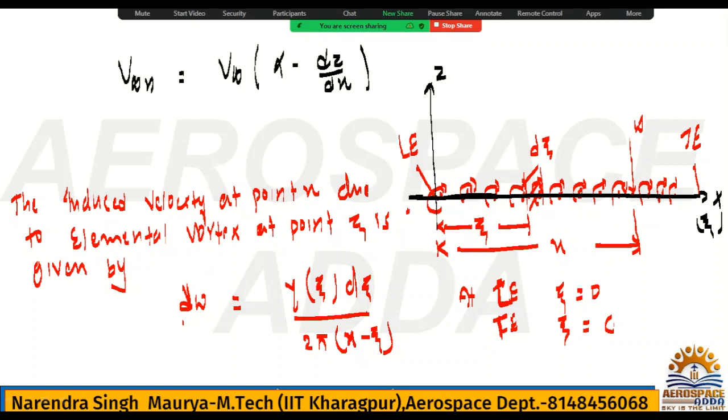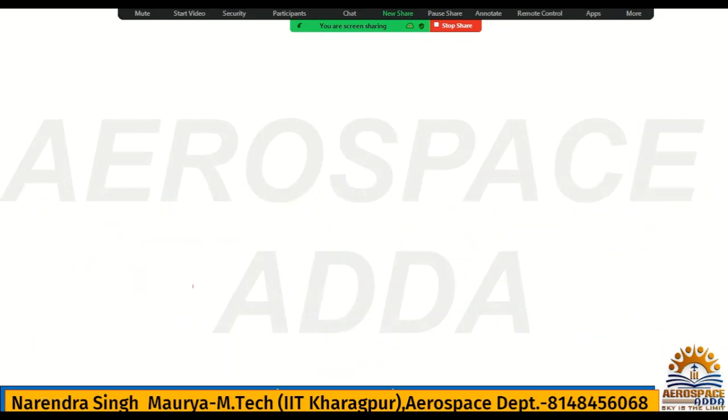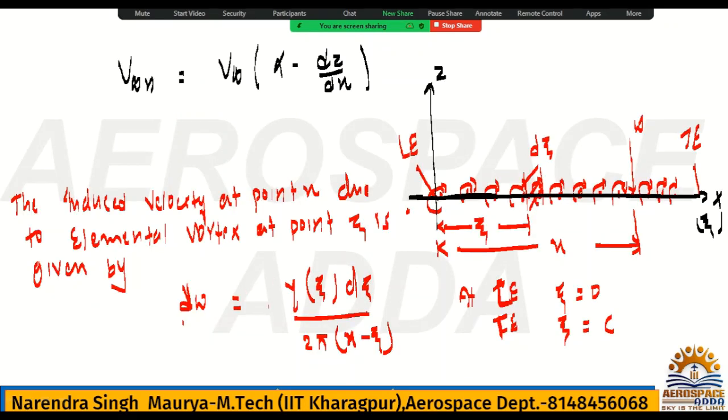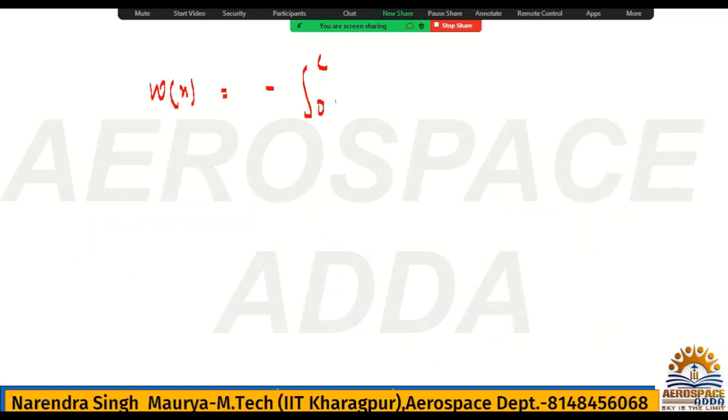So what will be the limit here? What will be the limit if you put, then your wx you may say, then it will be minus, this is minus sign because that induced velocity will be going downward, so hence you will take minus. If it is going upward, then you will take positive. Okay, so minus 0 to c, it is nothing but gamma zeta d zeta by 2 pi. All right, this is the w.